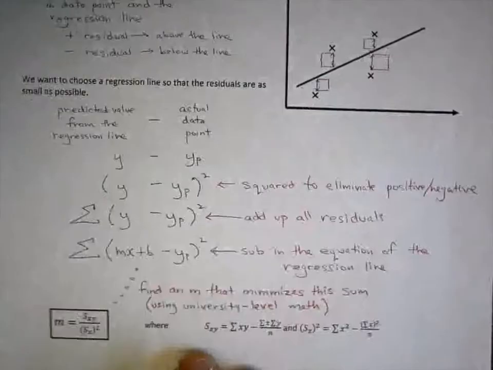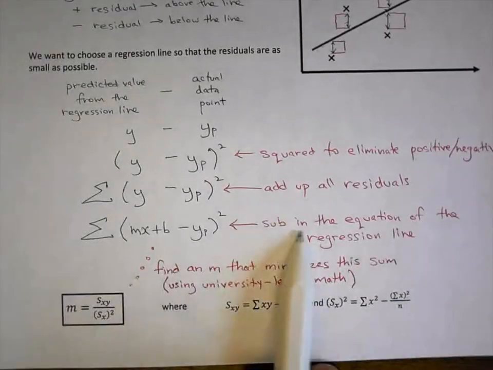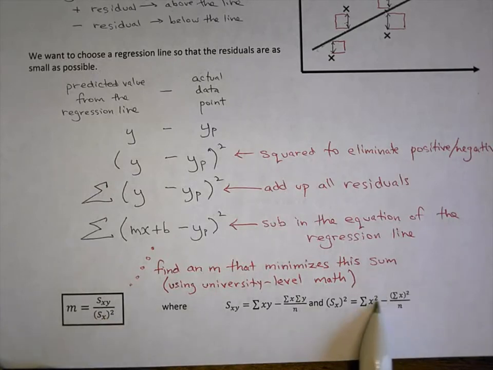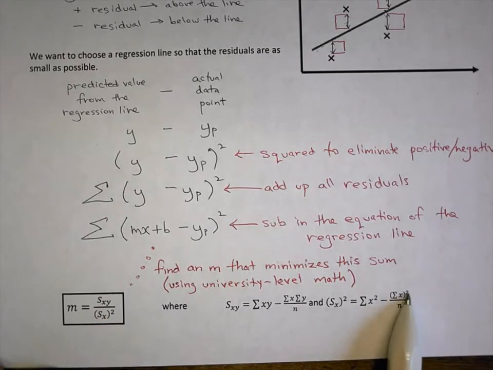Okay, and there it is. When I use my university level math, which someone else did for us, then we find the slope of the regression line is this. It's sum xy, which is the sum of x times y minus sum of x times sum of y over n, over sum of x squared, which is sum of x squared minus sum of x all squared over n.